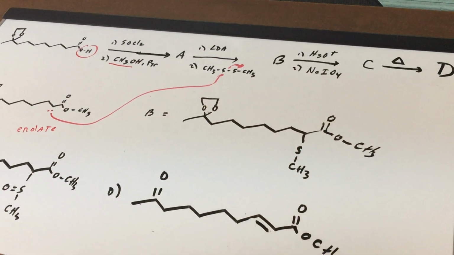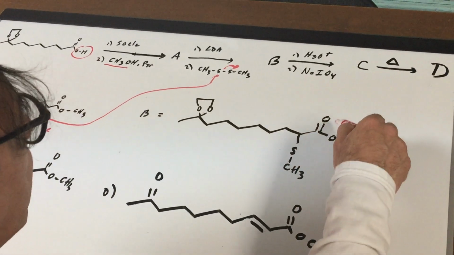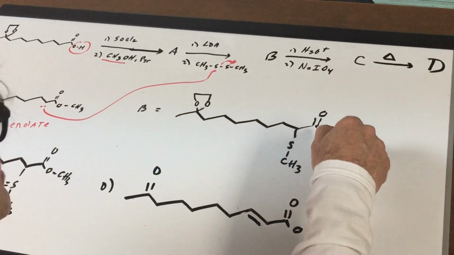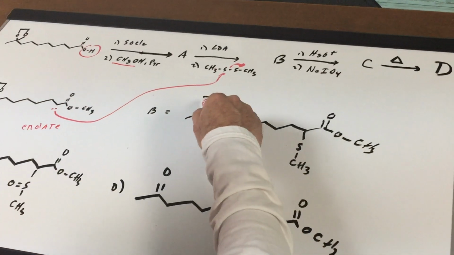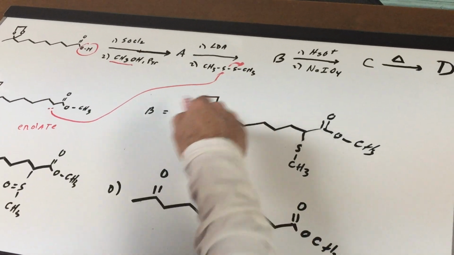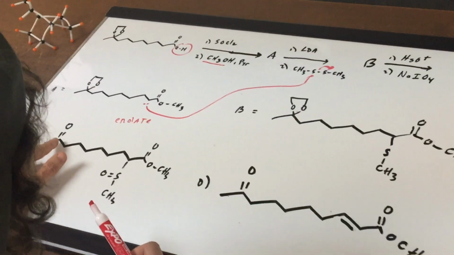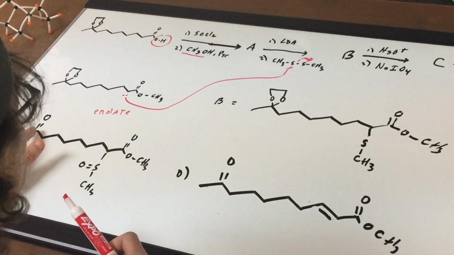Now it gets a little tricky. What does H3O do? Now there's no heat, so it's not going to cleave the ester group, but what it will do is gently take off the protecting group, and that would give me letter C.